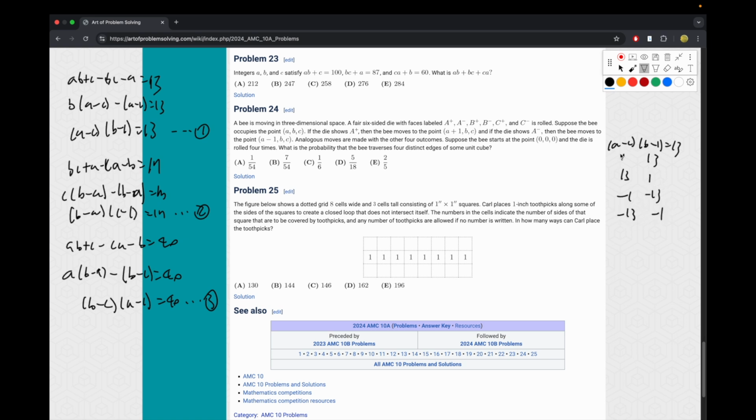Sorry, b equals 14 here, b equals 2, b equals negative 12, and b equals 0 here. Should we try from b equals 0? I think it's easier to eliminate the easier ones first. So if b equals 0, notice that c equals 100, a equals 87, and 87 times 100 plus 0 is not 60, so we can exclude this case.